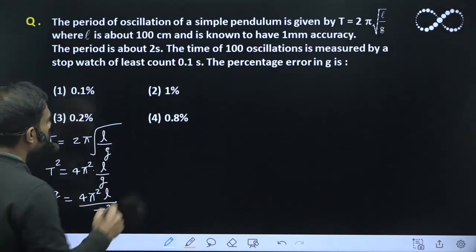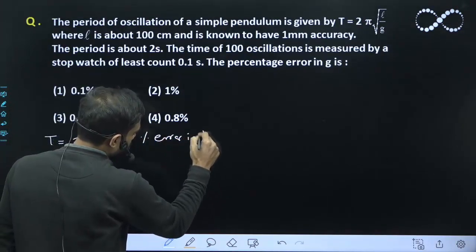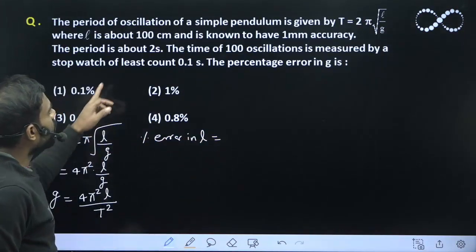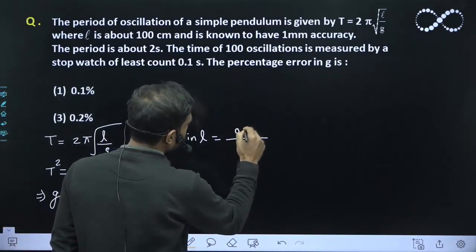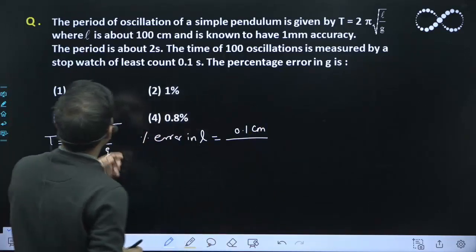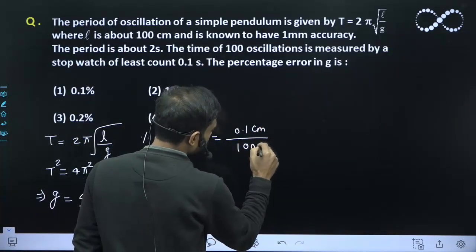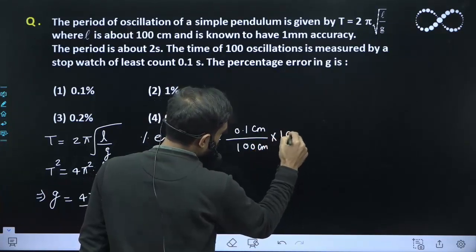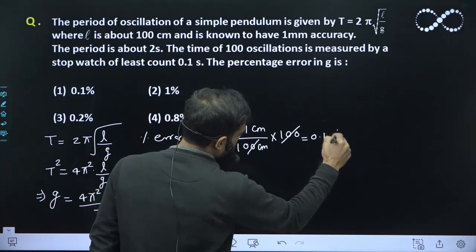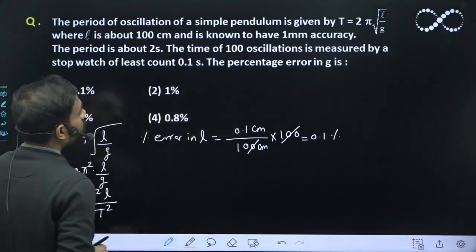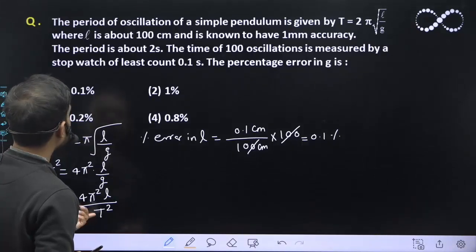So let us see the percentage error in L. It is given in the question only. The error in L is 1 millimeter, so in centimeter that will be equal to 0.1 centimeter, and the length is 100 centimeter. So that will be 0.1 upon 100 into 100, which is the percentage error, and that is equal to 0.1 percent. Okay. Now I need to find the error in the period, or you can say T.